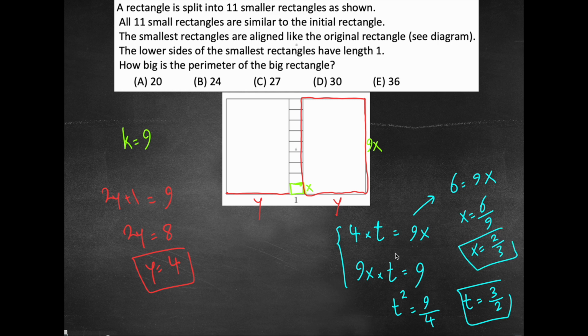Now that we have all the values we want, let's go ahead and find the perimeter of the largest rectangle. We have 9 here, 9 there, so 9 plus 9, and 9x is basically 3 times 2, which would be 6 plus 6, and that means 30, which is the answer, choice D.